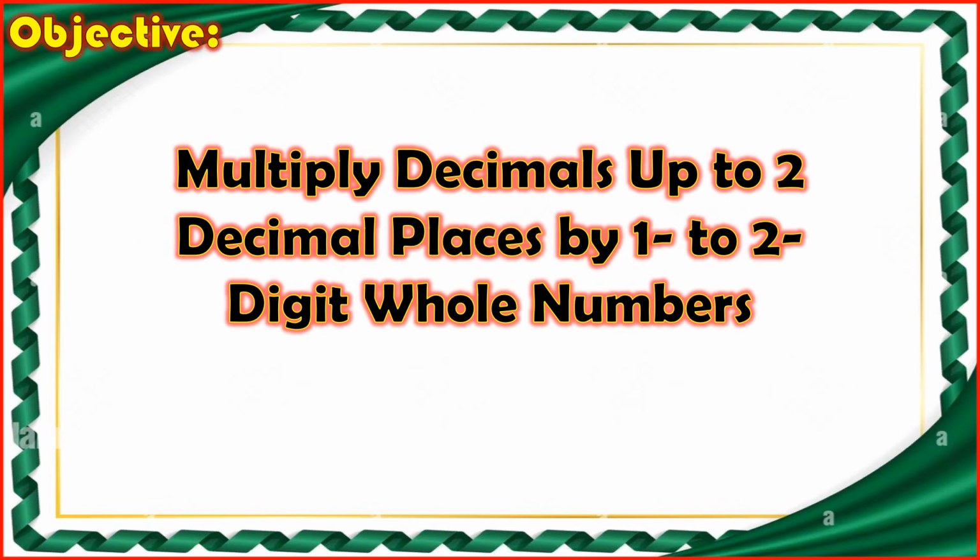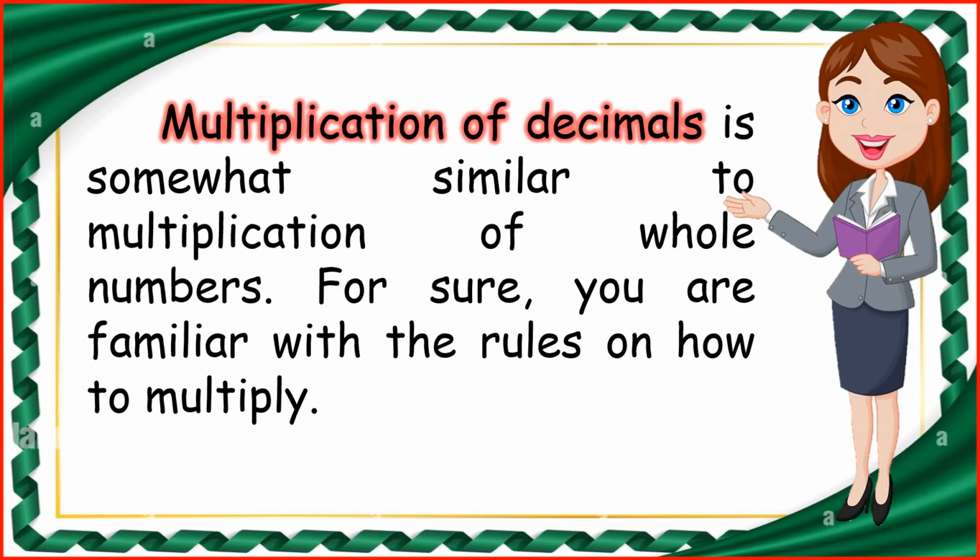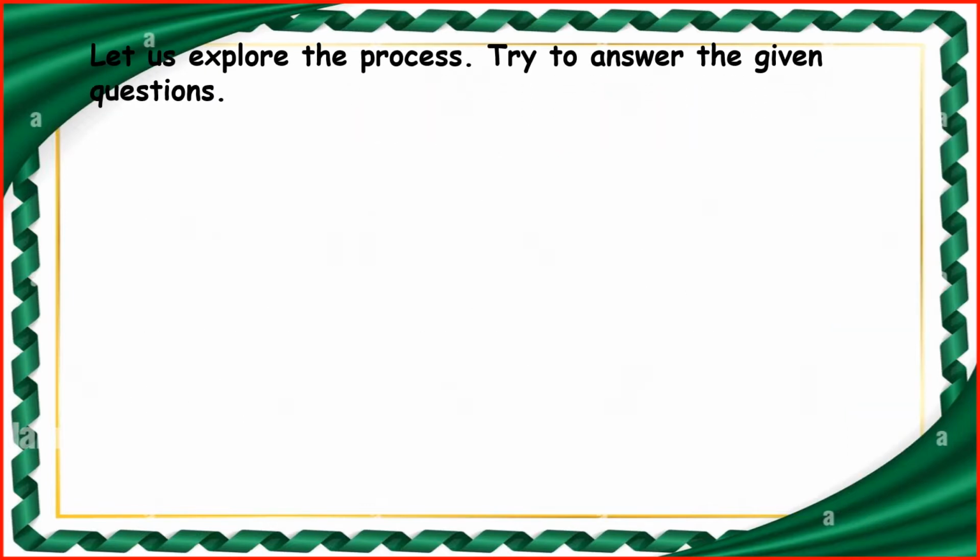And for our objective, at the end of the lesson, you are expected to multiply decimals after two decimal places by 1 to 2 digit whole numbers. Multiplication of decimals is somewhat similar to multiplication of whole numbers. For sure, you are familiar with the rules on how to multiply. Let us explore the process. Try to answer the given questions.